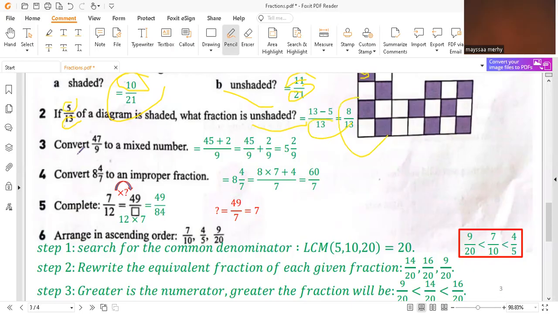How to convert an improper fraction to a mixed number? So first of all, we find the smallest or the nearest multiple of 9 less than 47.